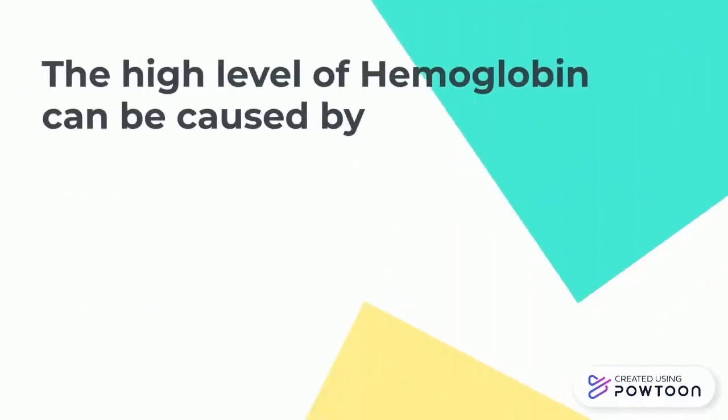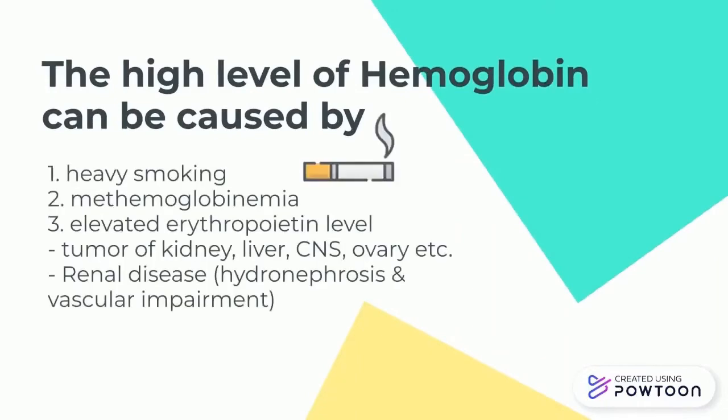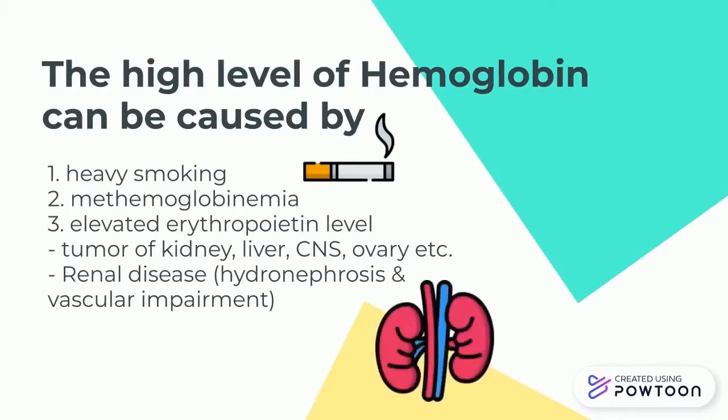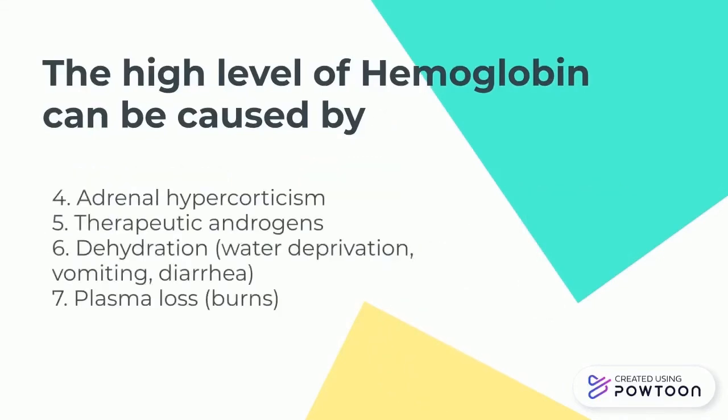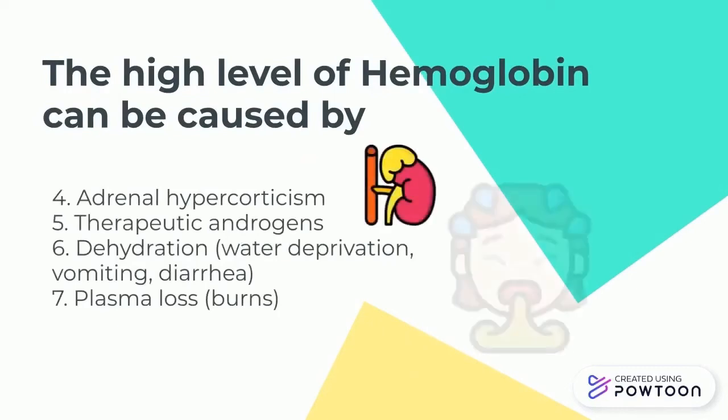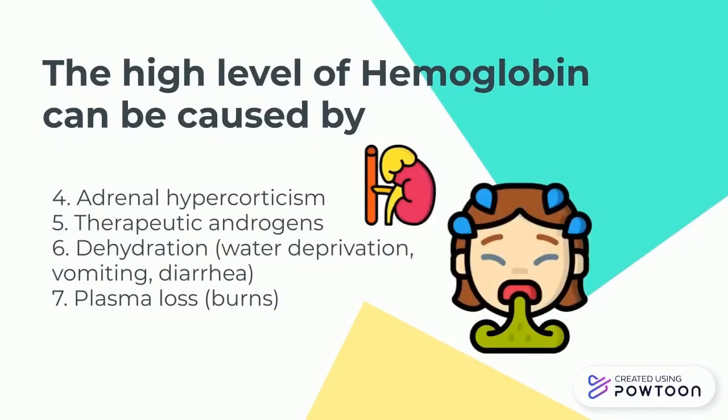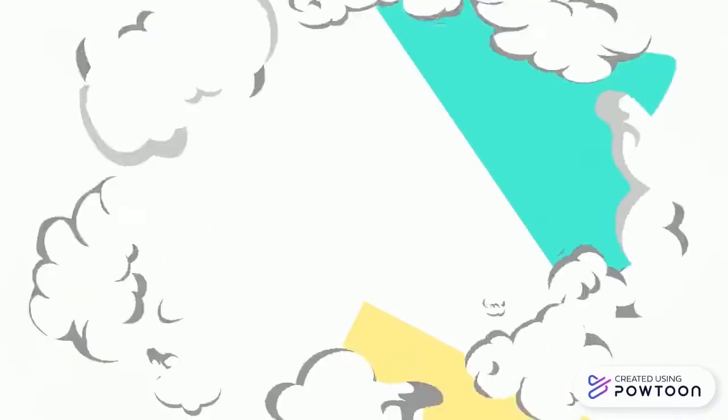The high level of hemoglobin can be caused by heavy smoking, methemoglobinemia, elevated erythropoietin level, for example tumor of kidney, liver, CNS, and ovary, and also renal disease, for example hydronephrosis and vascular impairment. Adrenal hypocortism, therapeutic androgens, dehydration, for example water deprivation, vomiting, and diarrhea, and lastly plasma loss, for example burn.